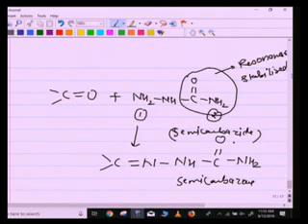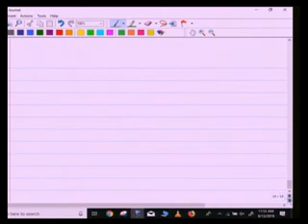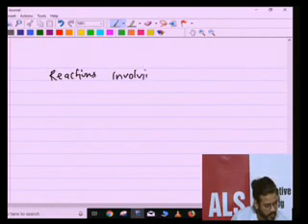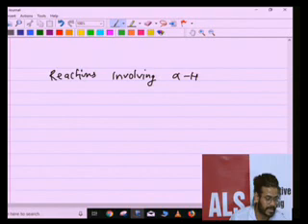Now we are moving to the next one, and basically these were the nucleophilic reactions, and now we are going to discuss some reactions, okay, not reduction. So the next one is reactions involving alpha hydrogen. First I need to tell you what the alpha hydrogen is.